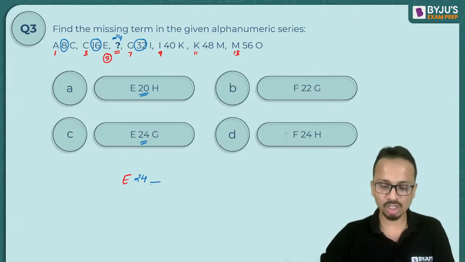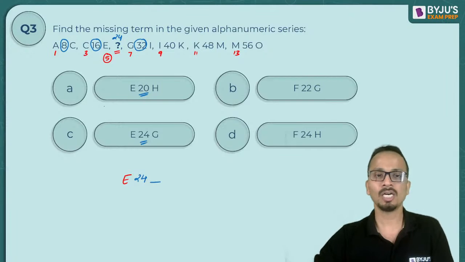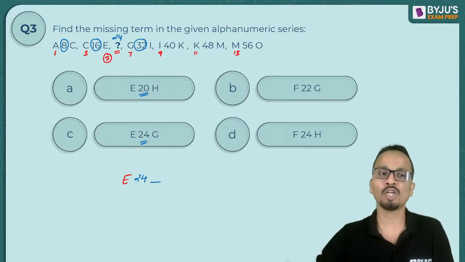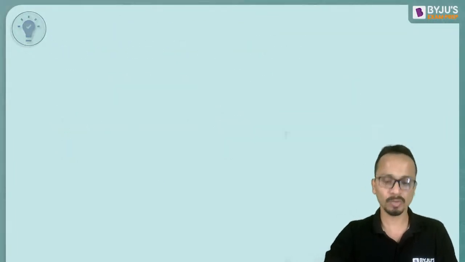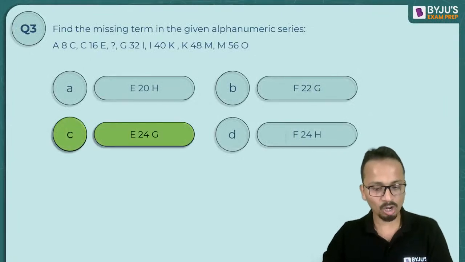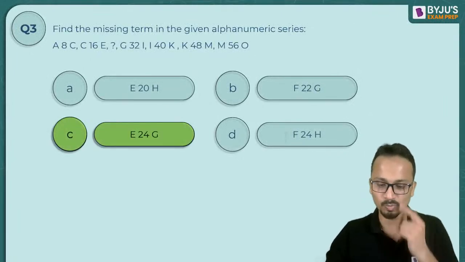Now I can match among the options. I have two options starting with E, but the number 24 is there in option C. So yes, option C is the correct one. Okay, so correctly given by almost all of you, C is the correct one.